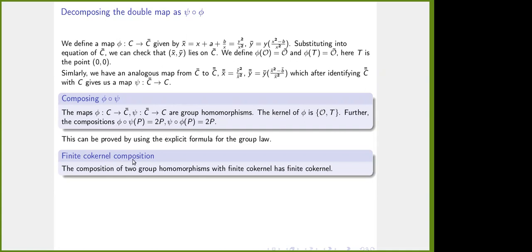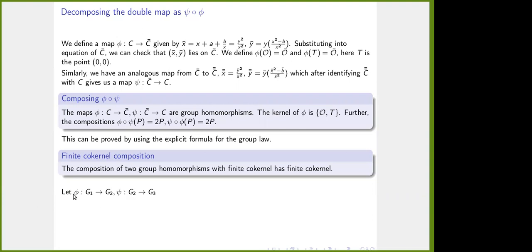Okay, so now we have two maps, phi and psi, and we have to show that their composite has a finite co-kernel. We use a simple fact from group theory that if you have two group homomorphisms, each of which has finite co-kernel, then their composite also has finite co-kernel. And the proof is very simple.